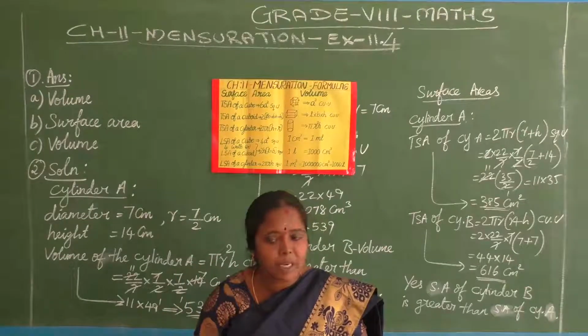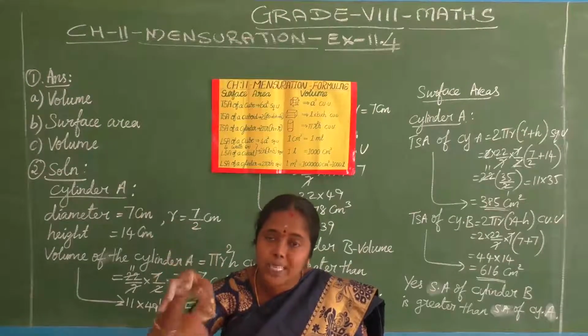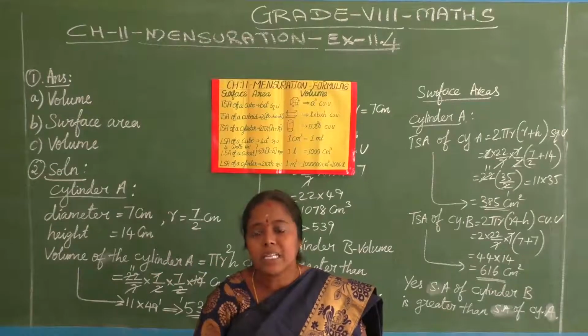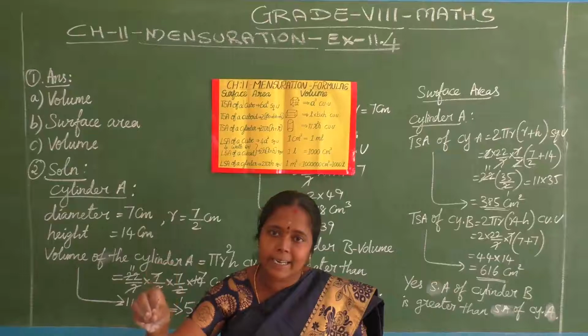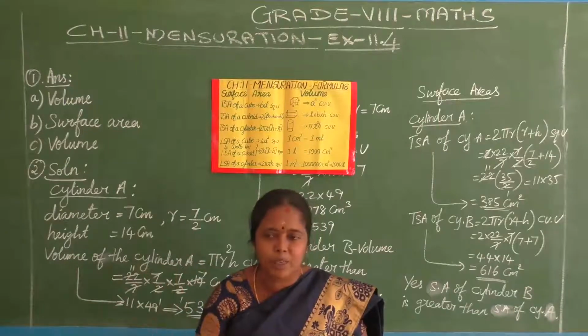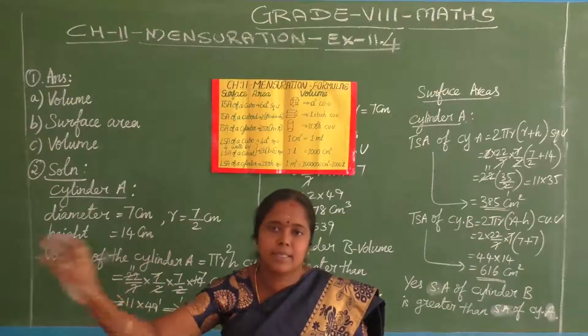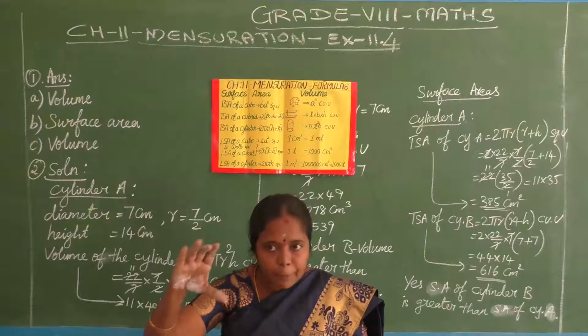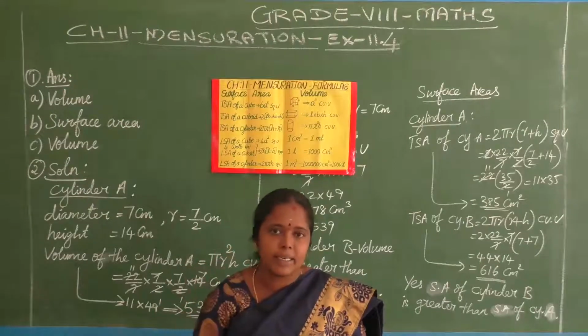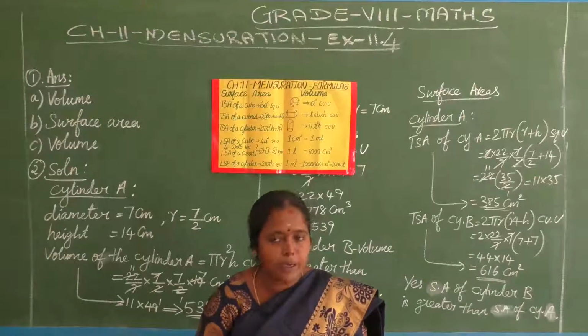Again I am telling, volume means amount of space occupied by an object. Suppose if you take one pencil box, the pencil box contains 5 or 6 pencils, its volume is 5 or 6, like that. If you take a 1 liter bottle, the bottle capacity is 1 liter, nothing but volume is 1 liter. About that only we are going to see.